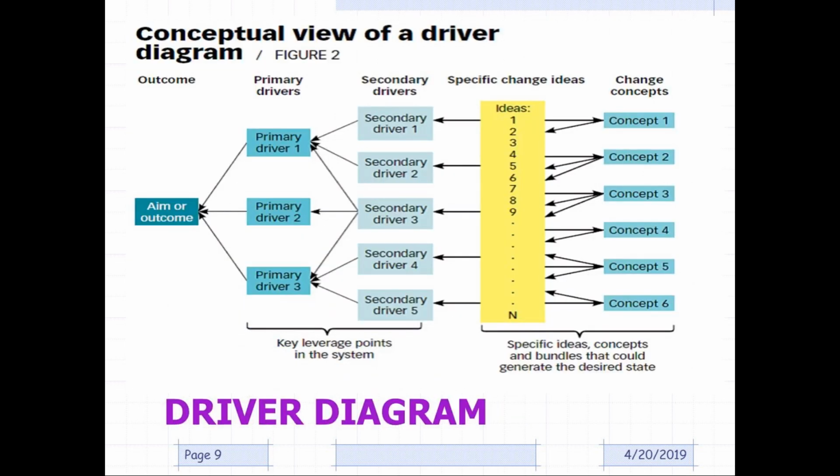So here's what a conceptual view of a driver diagram looks like. You can see what the aim or outcome is that you desire, and what the primary drivers and secondary drivers are, the specific change ideas, and the change concepts. So as you can see, the primary and secondary drivers are the key leverage points in the system, and the specific change ideas or change concepts are the specific ideas and concepts and bundles that could generate the desired state.